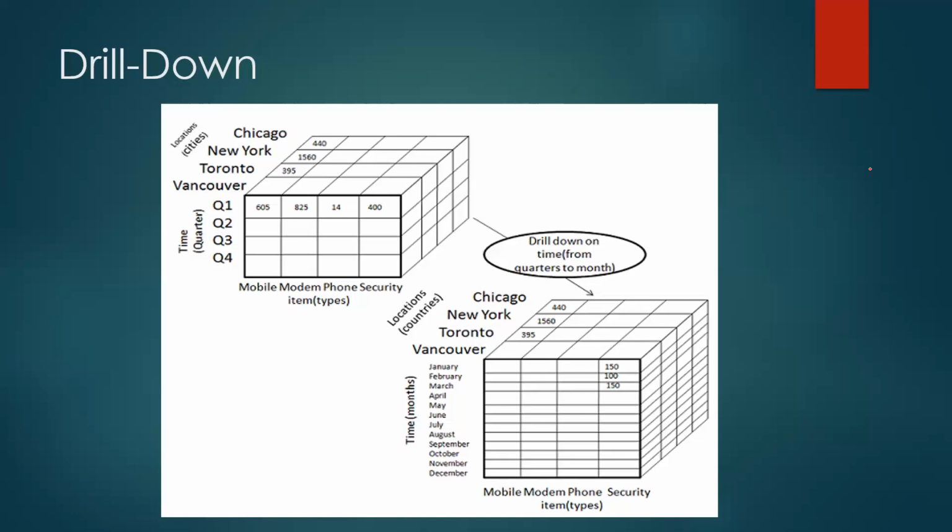In this case, quarter is getting converted into month. So we are drilling down on time, right? Here we are navigating from less detailed data to highly detailed data. Otherwise, in roll up, it was highly detailed data to less detailed data. Now here we are expanding the details. This is called the drill down operation.